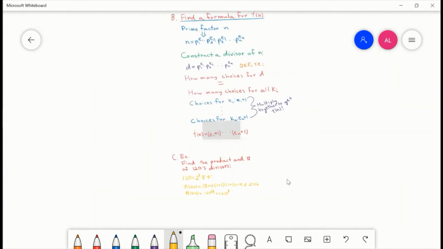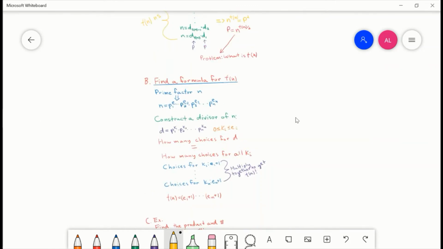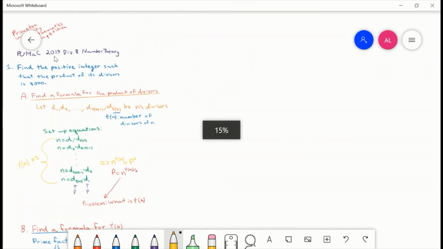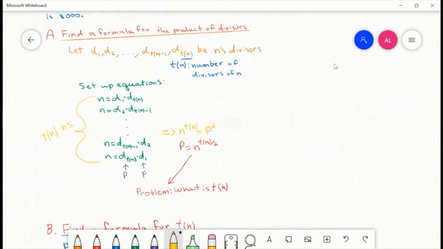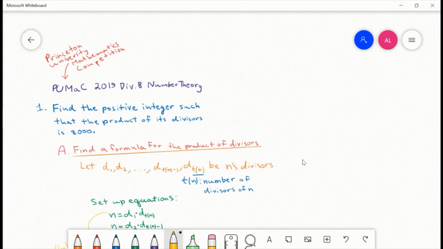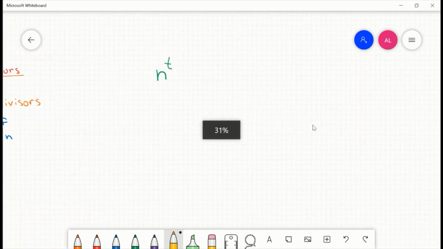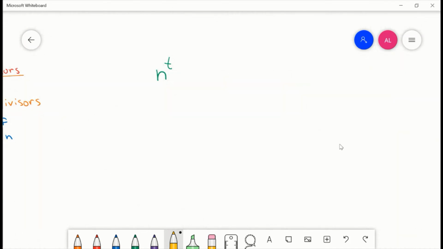So what we did was we established all of the formulas that we need to solve the PUMaC problem. So let's just refresh our memory. We want to set this formula right here equal to 8,000. Great. And let's just call the integer that satisfies the original PUMaC condition n, because n is a really commonly used variable in number theory, and in general, it is really important.